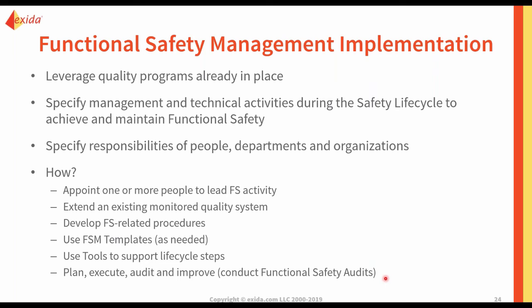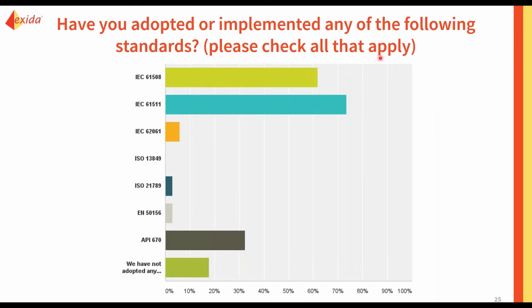So having those functional safety audits defined and following that continuous improvement process helps to have a successful implementation of the functional safety management. And so when we work with our customers, we've actually done a number of surveys to see what other trends there are when it comes to the adoption of these standards. One thing we found interesting was that the vast majority of those polled, over 70%, said they are adopting the IEC 61511 standard when it comes to functional safety.